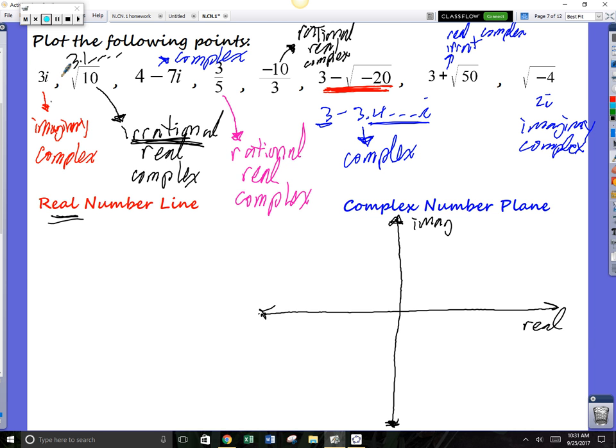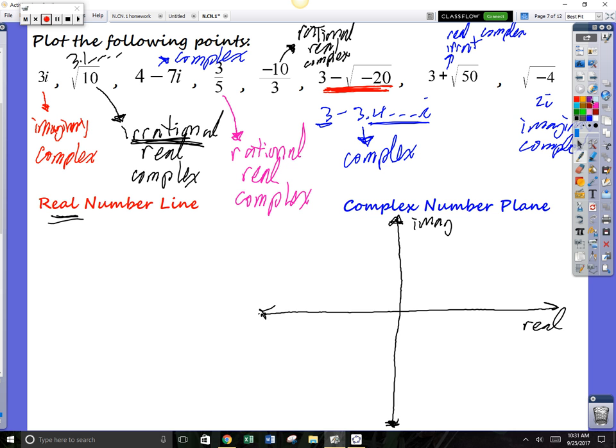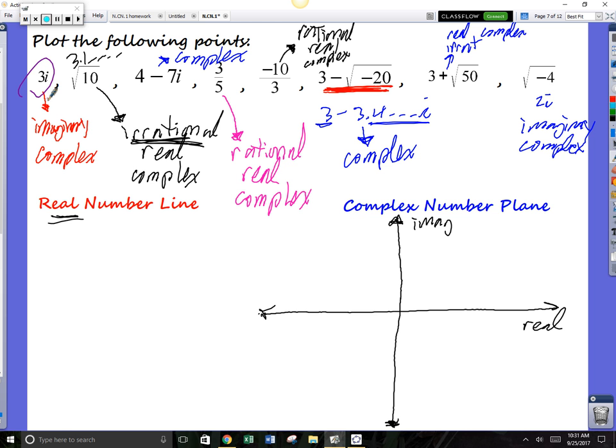So this first one, if you've got to plot 3 imaginaries, 3 imaginaries has no real part. It's only imaginary. So it's going to be on the imaginary line. So let's go 1, 2, 3. Right there is where 3 imaginary lives. Okay, we did square root 10. Square root 10 was somewhere between 3 and 4, and that's real. So 1, 2, 3, 4. So right here, that's like square root 10.